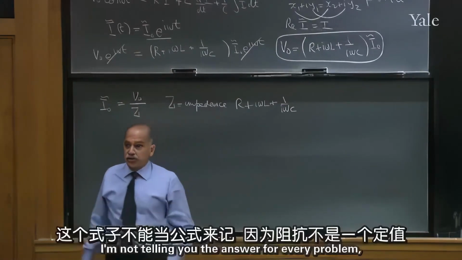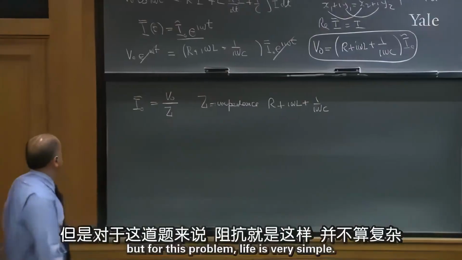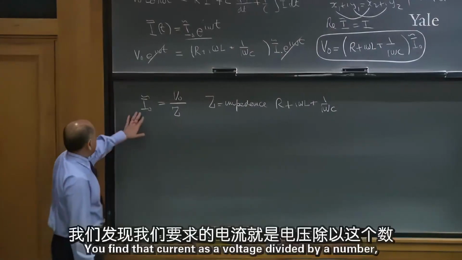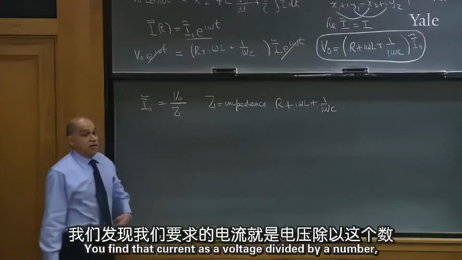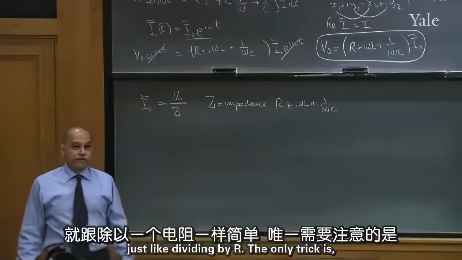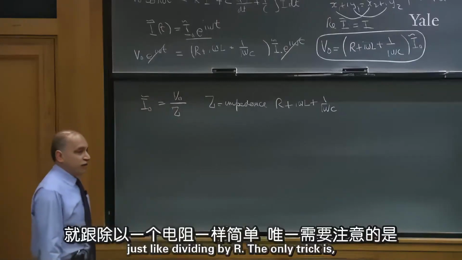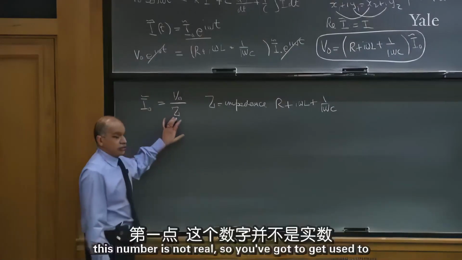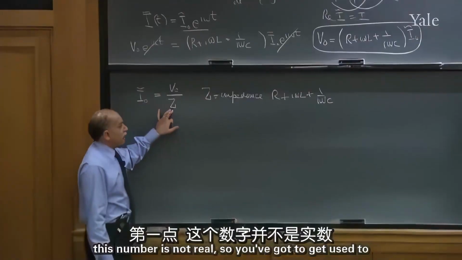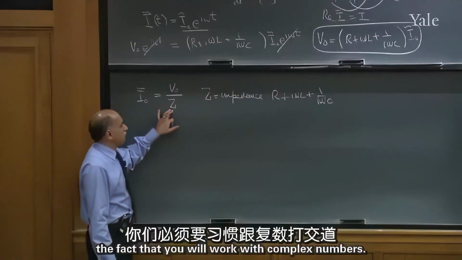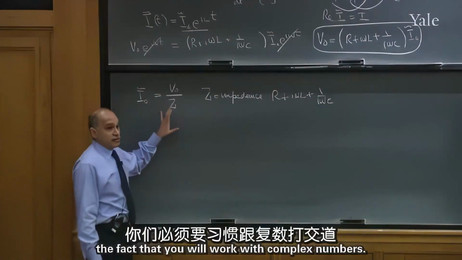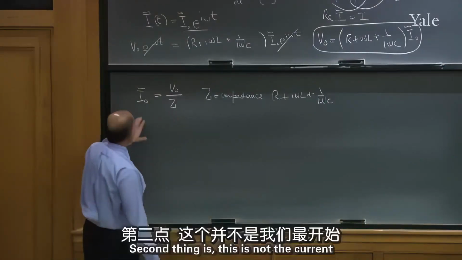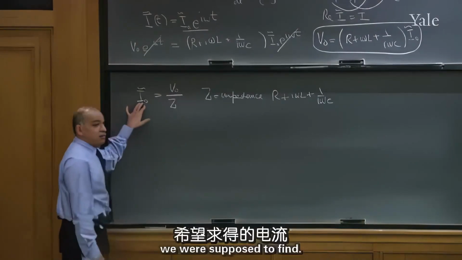I'm not telling you this is the answer for every problem, but for this problem, life is very simple. You find that current as a voltage divided by a number, just like dividing by r. The only trick is there are 2 catches now. First catch is this number is not real. So you got to get used to the fact that you will work with complex numbers. But if you're willing to work with them, you get this. Second thing is this is not the current we were supposed to find.